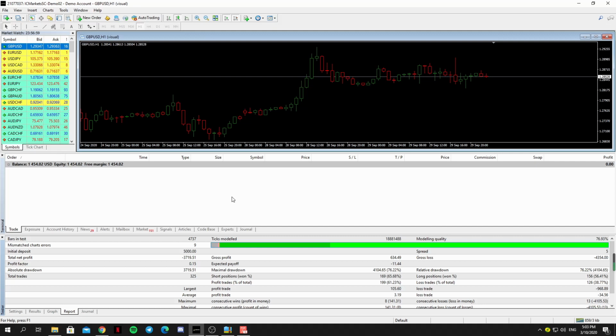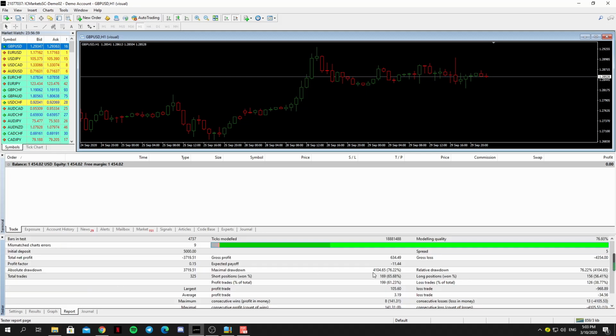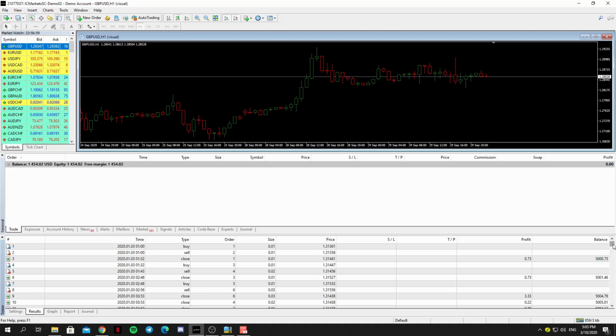Now we have tested the expert advisor from January until September of 2020. However, the total net profit is negative 3,700 again. And if you look at the graph, it goes steadily, and all of a sudden we have a huge drawdown over here. And the huge drawdown is actually costing you about $4,104. As a result, we can see the expert advisor started creating trades in January, and it stopped on the 3rd of February. So it doesn't survive even more than a month.